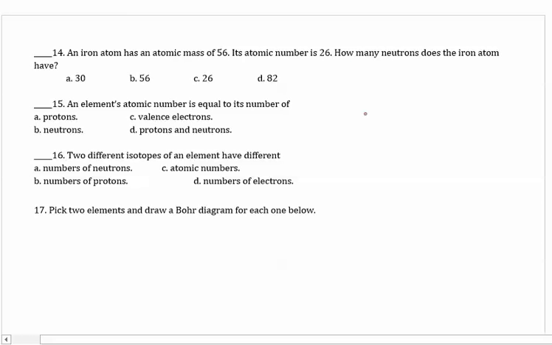Number 14 at the top of the page says an iron atom has an atomic mass of 56, and I'm going to pause right there, and we need to have a little reminder what atomic mass is. So atomic mass is the protons plus neutrons, and it has 56. Then it keeps going to say that the atomic number is 26. Well, atomic number tells us protons. So it says how many total neutrons does the iron atom have? So this is just a little math. We've got to do 56 minus the amount of protons, 26, and we'll get the answer A, 30 neutrons.